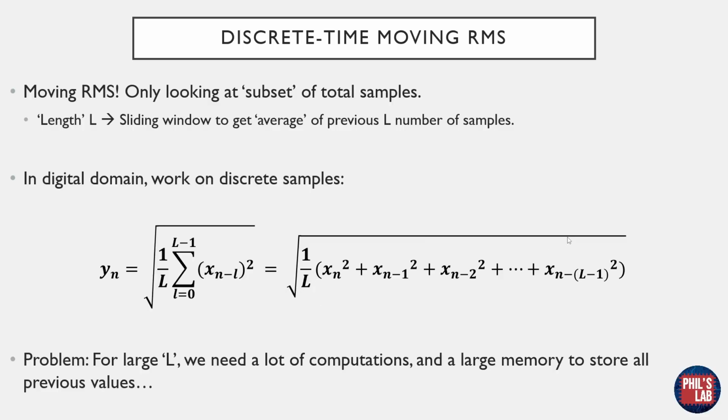We're adding squared input samples of a certain number, this could be 3, 5, 100, 1000, and we're taking the square root of that, and that is our current RMS value. So it's discrete time and it's moving.